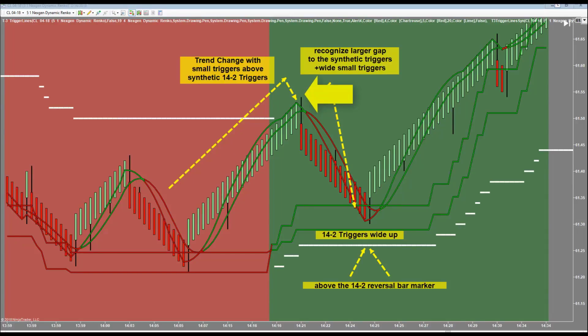In this final example, you'll see the same thing. Following a strong trend to the downside, we finally had a trend change back to the upside. When we made this trend change to the upside, you can see the larger distance or the big gap back to the synthetic triggers that are wide up. Again, it's imperative that you recognize not only which direction the market's heading, but how much distance is between the pivot and your synthetic triggers, especially after a strong trend either up or down. This larger gap traditionally will be filled before you start taking easier long trend trades.